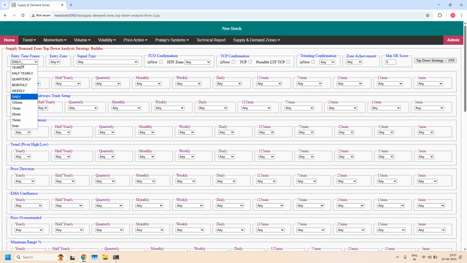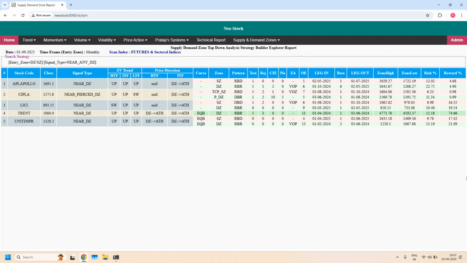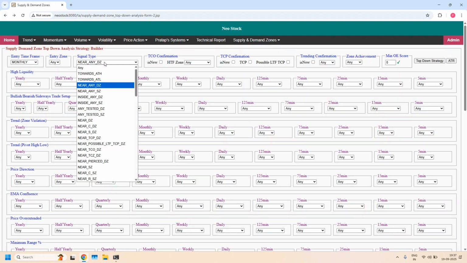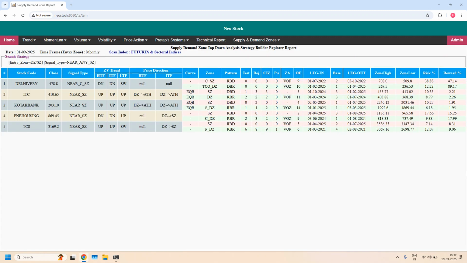Next time frame is monthly. Stocks near to the monthly demand zone. We got 5 stocks. Next, stocks near to the monthly supply zone. We got 5 stocks.